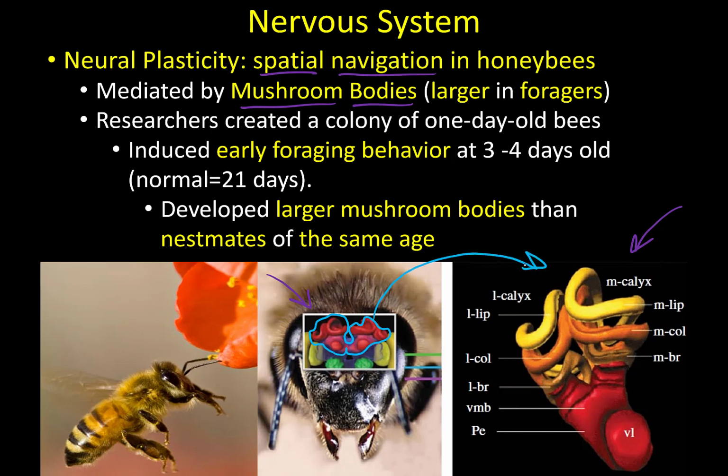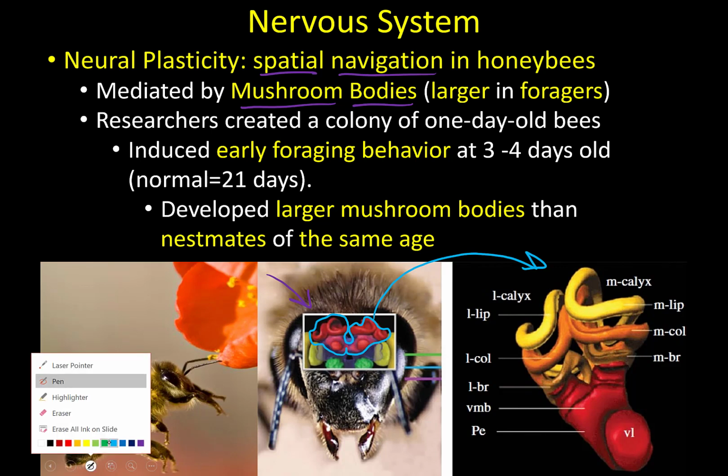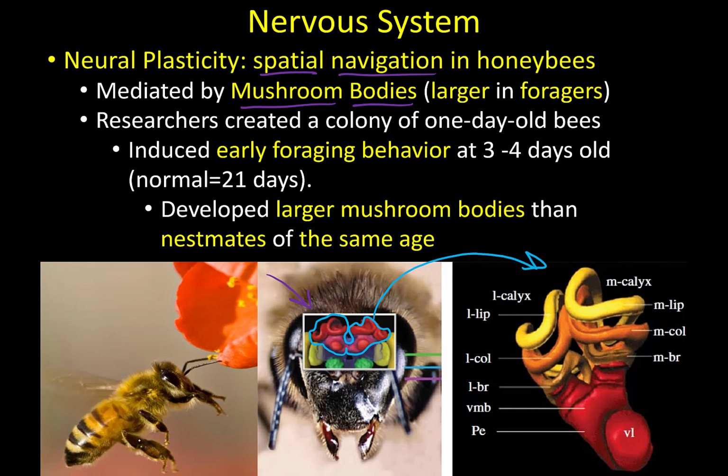So this diagram in the lower right is actually just one region of the brain. The brain's a little bit more elaborate than this. Mushroom bodies are larger in size in foraging honeybees. Foragers, as a reminder, are the animals that search for food and bring it back to the colony. Any animal that is searching for food in its environment is said to be foraging.